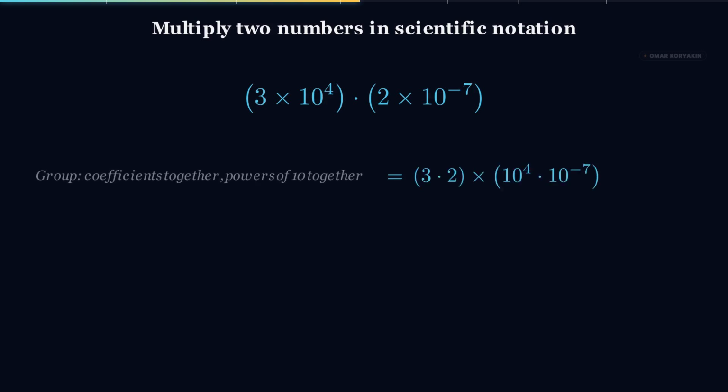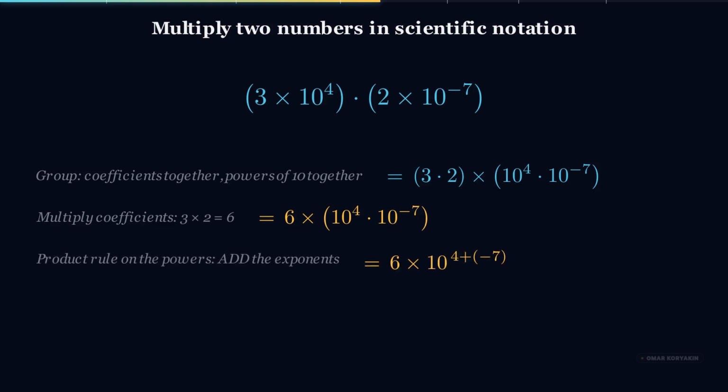Step 1. Group the coefficients together and the powers of 10 together. Multiplication is associative and commutative, so we can rearrange. The expression becomes the quantity 3 times 2 multiplied by the quantity 10 to the 4th times 10 to the negative 7. Step 2. Multiply the coefficients. 3 times 2 equals 6. The expression now reads 6 multiplied by 10 to the 4th times 10 to the negative 7.